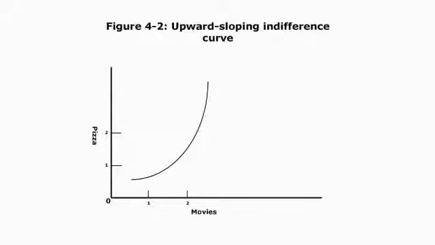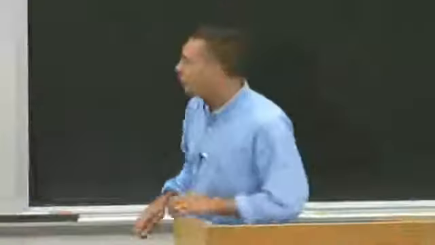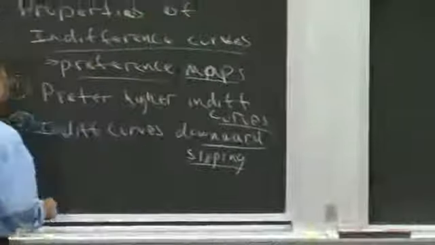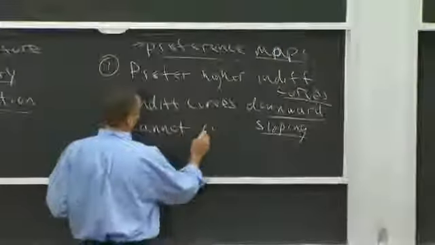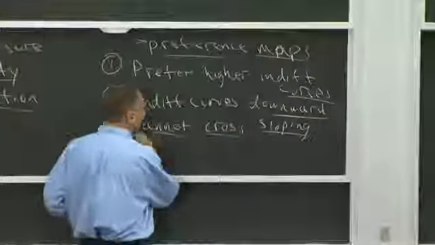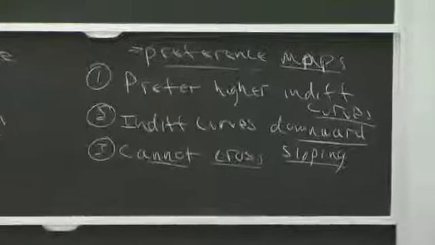So indifference curves can't be upward sloping. They've got to be downward sloping by the non-satiation assumption. Okay? That's the second property of indifference curves. The third property of indifference curves is indifference curves cannot cross. Indifference curves cannot cross. Okay. Why can't indifference curves cross?